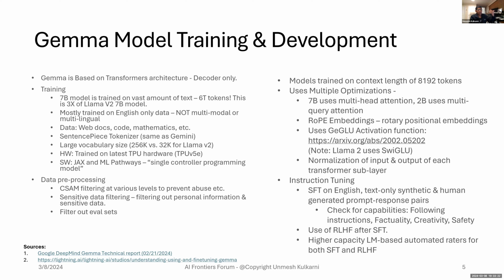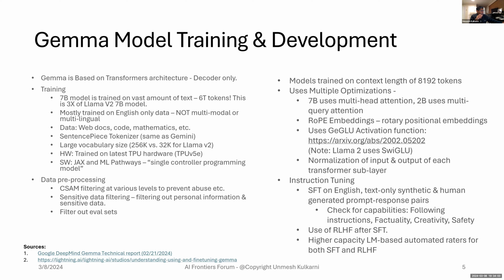Once you do the base training, the instruction tuning is done in two steps. The first step is supervised fine-tuning, SFT, which is done on text-only data, both human and synthetic data created by LLMs. Then Google checks for capabilities like: is the model following instructions? Is the model responding with facts? Is it being creative to a certain extent? And is it safe? Then it uses RLHF, reinforcement learning with human feedback, on top of the outcome of the SFT model. So SFT, then RLHF.